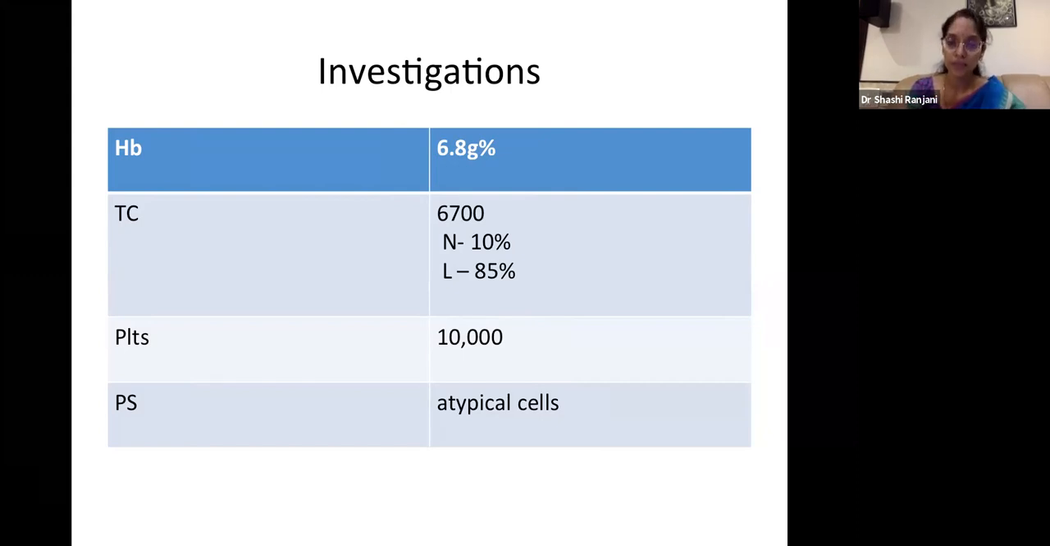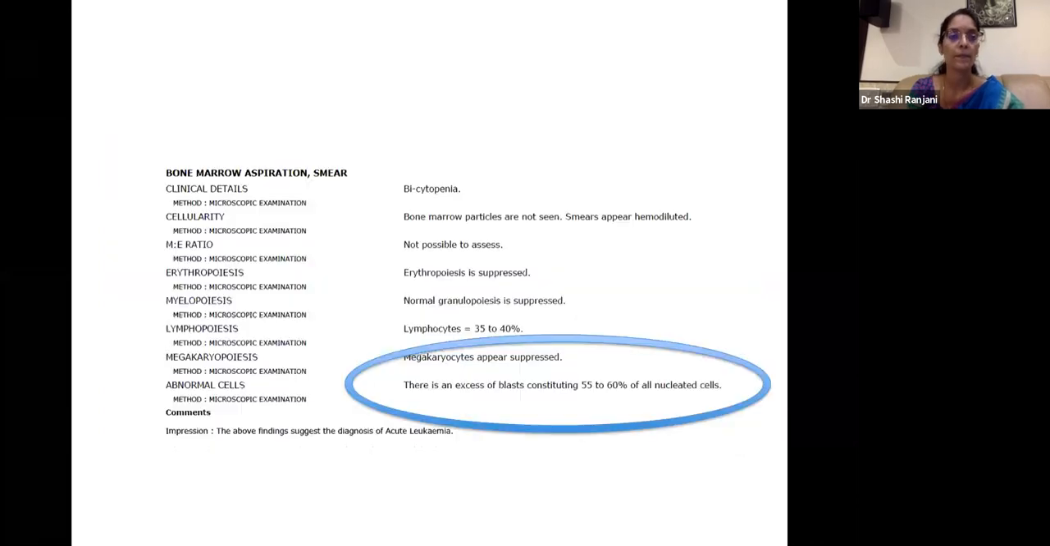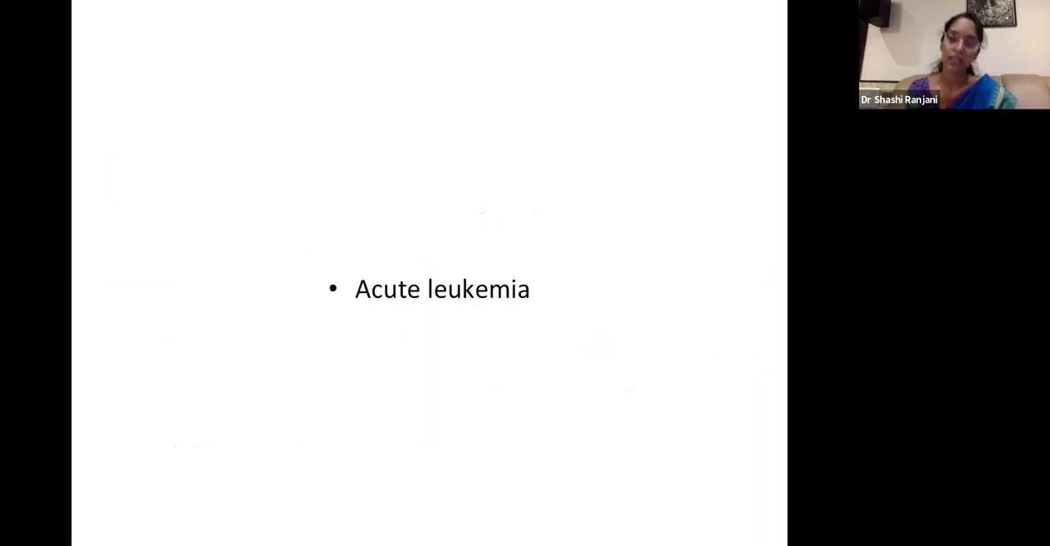So if there is lymphocytic predominance, then it's very important that we see the peripheral smear and identify the blasts if they are there. So we went ahead, did the bone marrow aspiration and biopsy, and as you can see, there were blasts around 55 to 60%. So this was a child with acute leukemia.